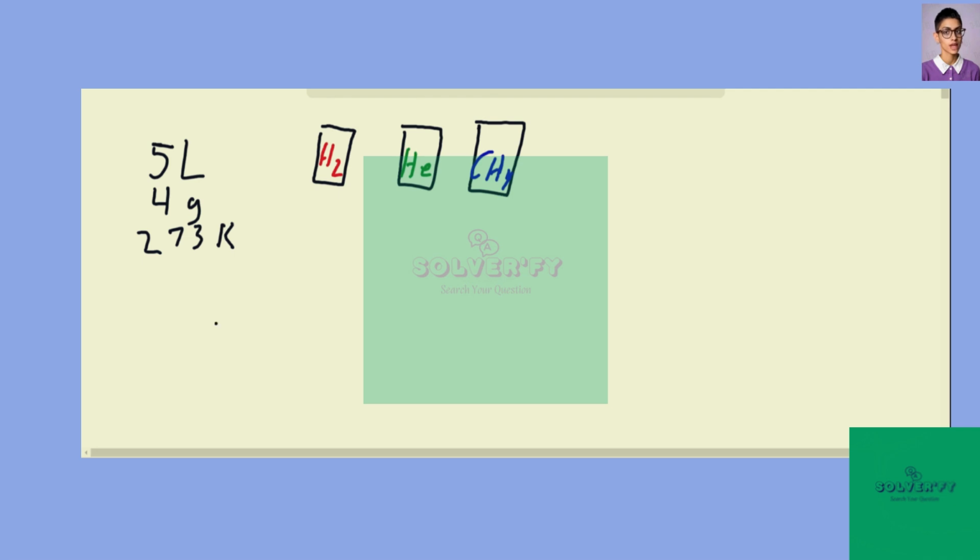So the first thing we want to look at is the pressure. Let's look at the ideal gas law. PV equals nRT. What we know is that temperature is constant and volume is constant. Now, the mass is constant, but let's not forget that n is not measuring mass. This is measuring the number of moles of a gas.